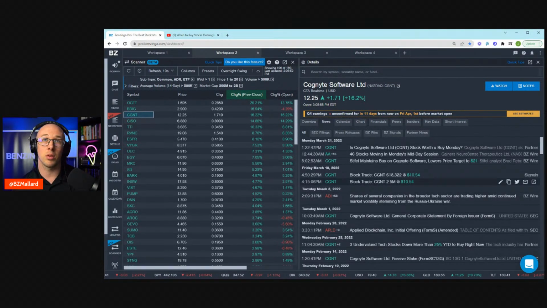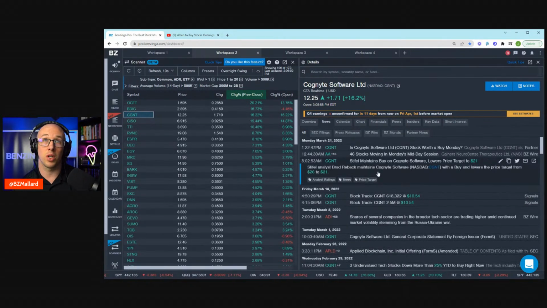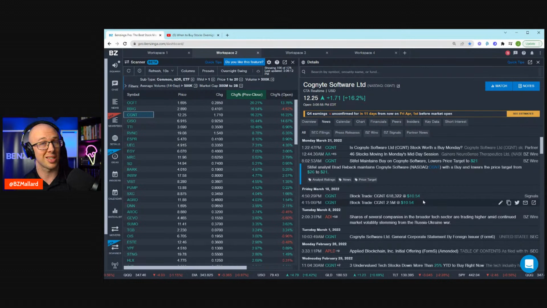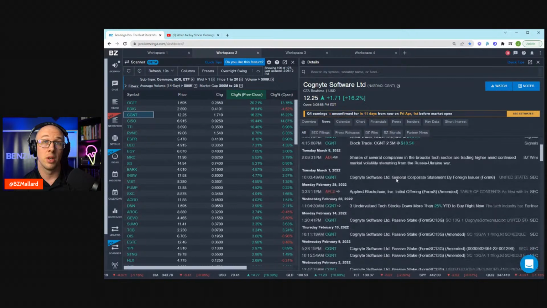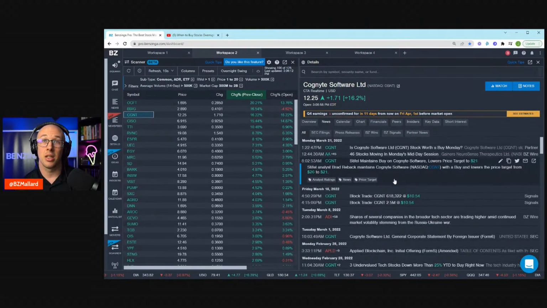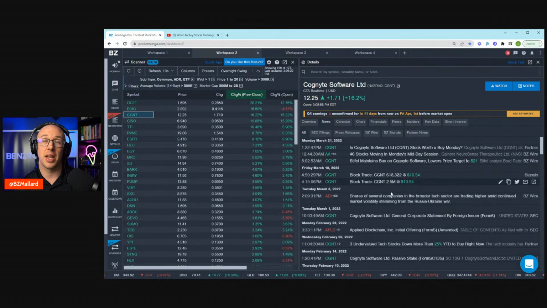You can see that there were a couple block trades on Friday. And then this morning, Stifel maintained a buy. However, it did lower the price target to $21 from $26. It's just not a bullish news item. However, they did maintain the buy. So I'd have to look a little bit more into why that would be, if it has to do with the cost of supplies to produce their software or whatever else is going into their business model.